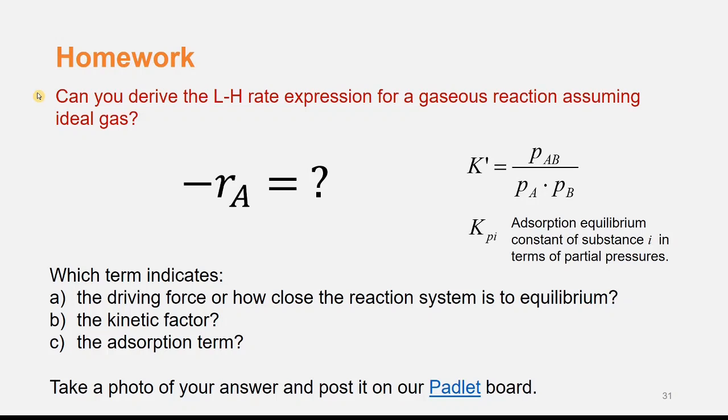This is something that I would like you to do in your own time. Can you derive the Langmuir-Hinshelwood rate expression for a gaseous reaction, assuming ideal gas? Please use the correct notations: K prime for the overall equilibrium constant in terms of partial pressures, and KPIs for the adsorption equilibrium constants. Put it in a form showing the terms for the driving force, kinetics, and adsorption. Once you have done it, please take a photo of your answer and post it on our Padlet board.